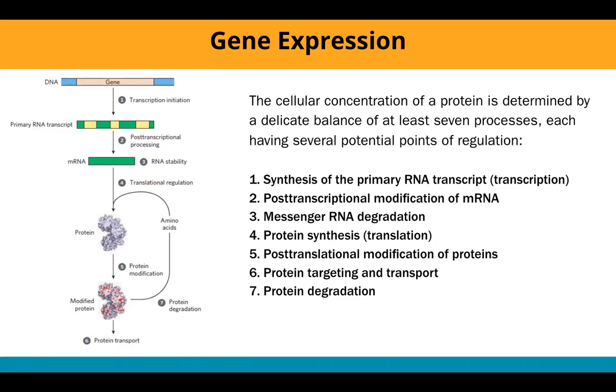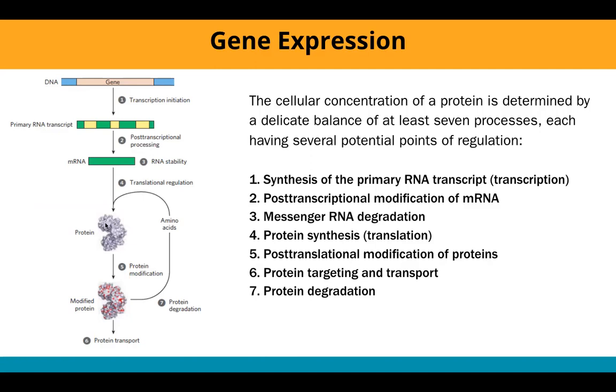First is the synthesis of the primary RNA transcript. This is what we call transcription. Next is post-transcriptional modification of mRNA. Once the mRNA is synthesized, that RNA can undergo processing. Now we have also messenger RNA degradation, which is also a form of post-transcriptional processing. Then we have protein synthesis or translation. In protein synthesis, the mRNA is read by the ribosome to form protein.